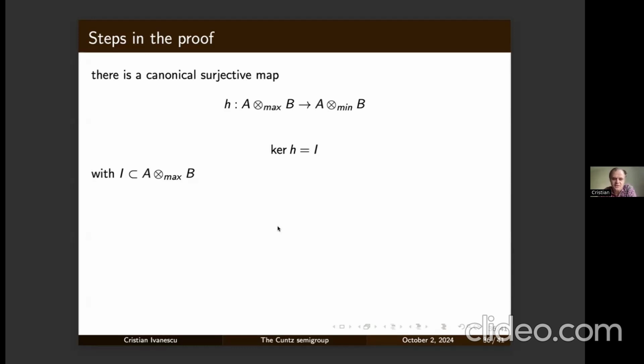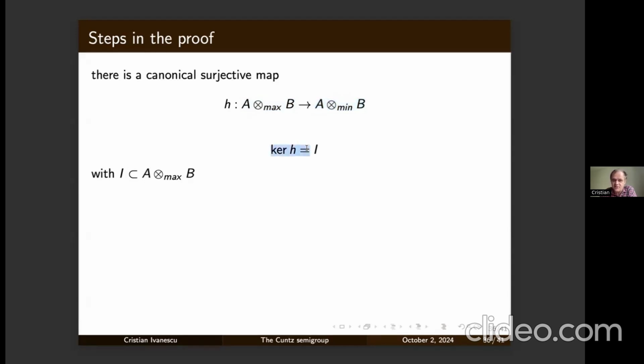What I'm saying next is important: remember there is this one-to-one correspondence between ideals in the C*-algebra and order ideals in the Cuntz semigroup. Another important idea is that any ideal in the minimal tensor product, by this quotient map, pulls back to an ideal in the maximal tensor product. What we are about to do is count the ideals. When we assume that the Cuntz semigroup here is isomorphic with the Cuntz semigroup of the minimal tensor product, what we also say is that we have the same number of ideals on both sides.